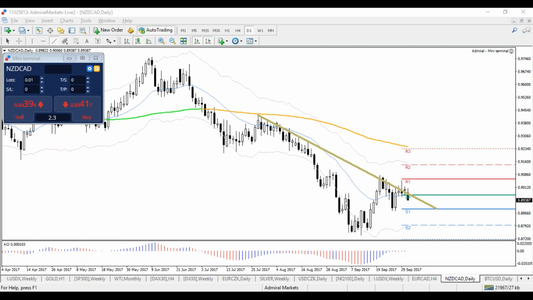I'll do my best. Unfortunately, this platform wasn't working for a second. I'm using too many indicators. I mean, I have too many things probably running at the same time. Let's see. New Zealand CAD. There we go. All right.